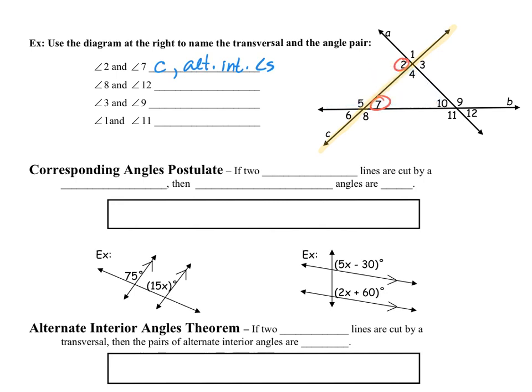All right, so then let's take a look at the next example, angle 8 and angle 12. Let me indicate those. So here's 8 and here's 12. So first let's find the transversal.